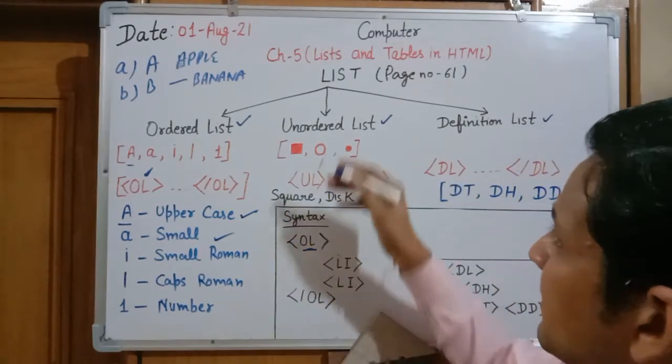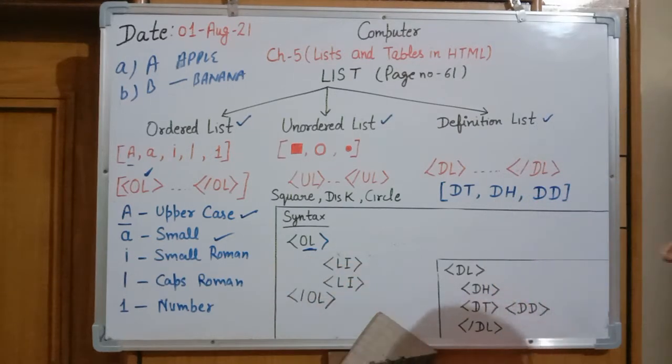Now come to the second type. In ordered list, see now one more thing.